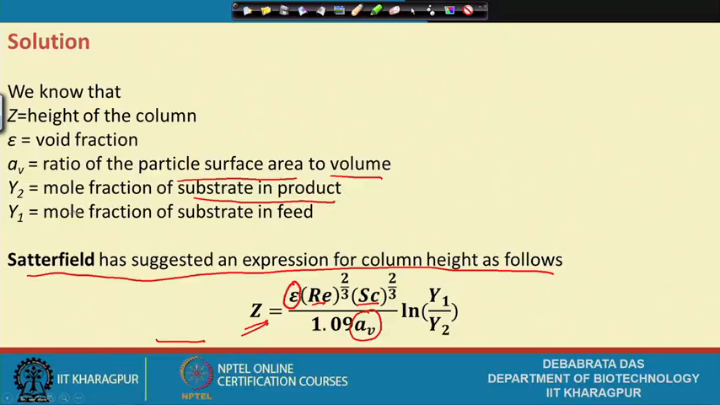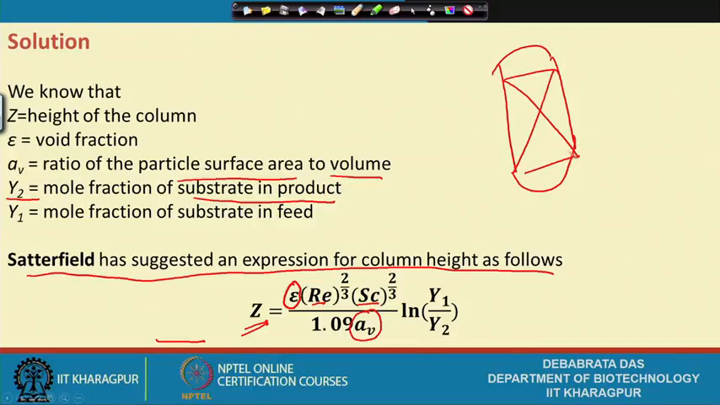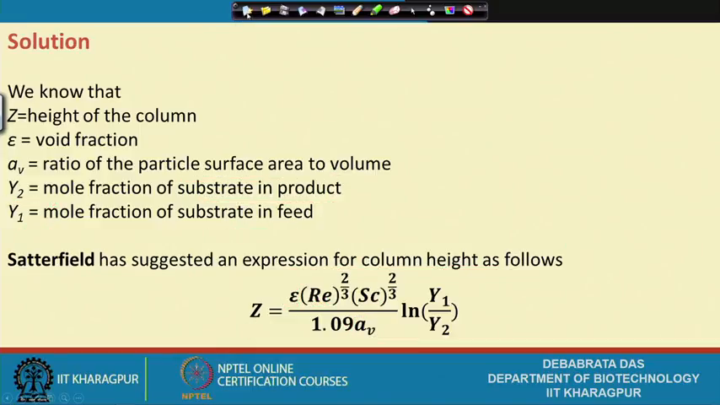That means if you have a column like this, you are passing your substrate like this and the product comes out like this. Here the mole fraction of the substrate at the input, the feed, is Y1, and the mole fraction of the substrate at the product is Y2. This is the correlation that we have. Let us see how we can solve it.